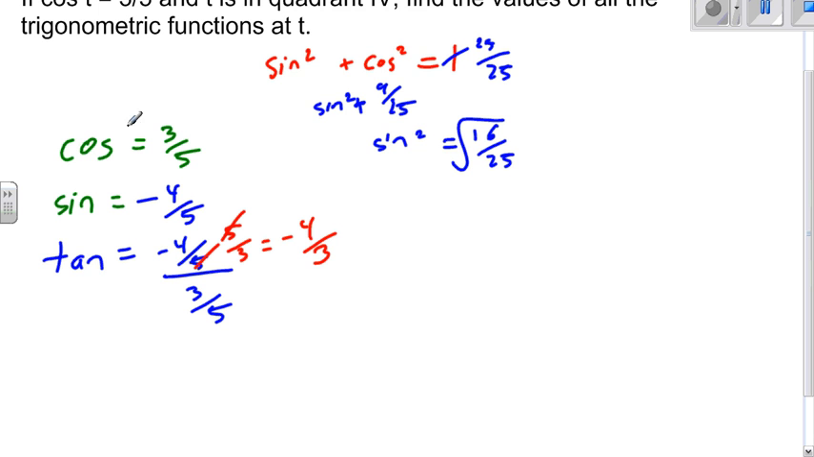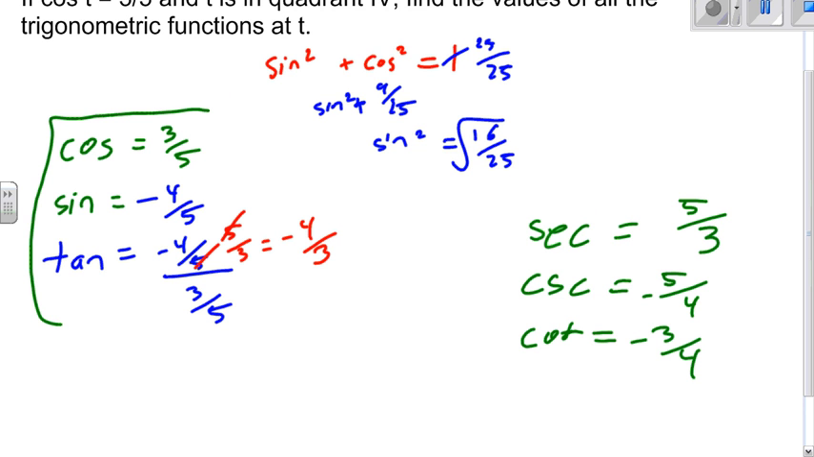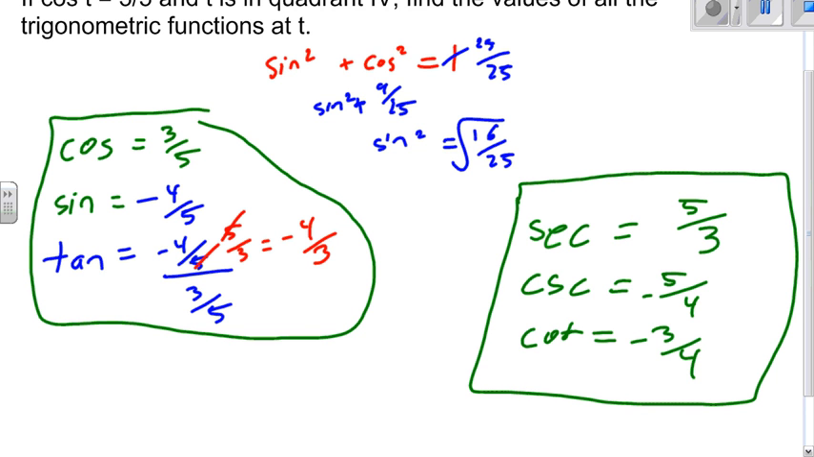And then the inverse of cosine is going to be secant. So if cosine is 3/5, that means secant would just be the flip, 5/3. Cosecant is the flip, the inverse of sine. So instead of -4/5, we flip it, 5/4, and it's negative. And then cotangent is the inverse of tangent, so flip -4/3 to become -3/4. So we're able to find all the others just by being given one ratio.